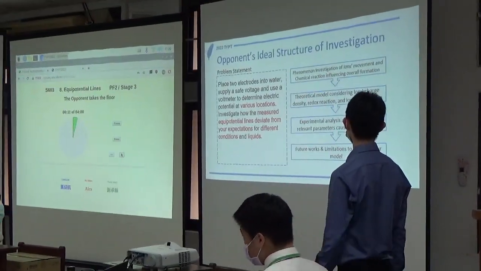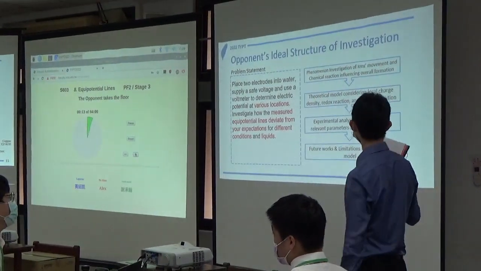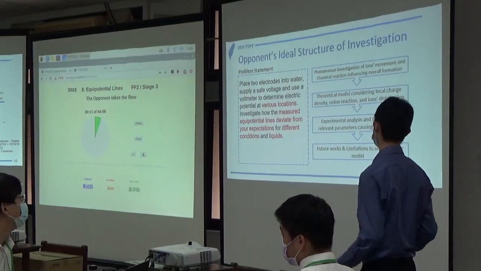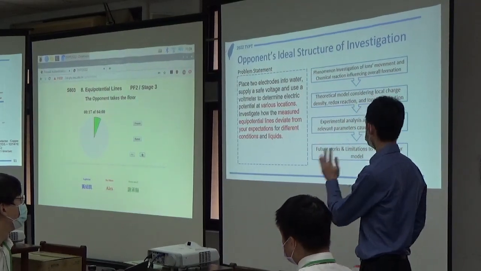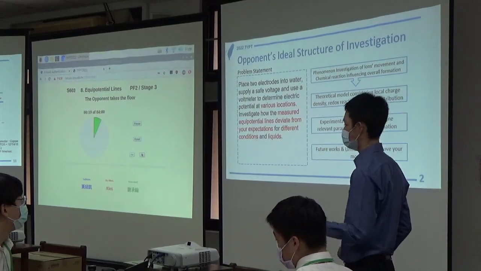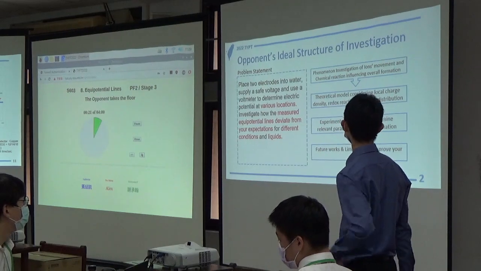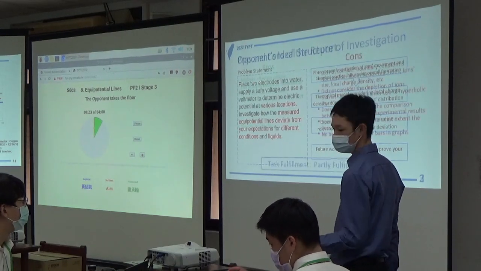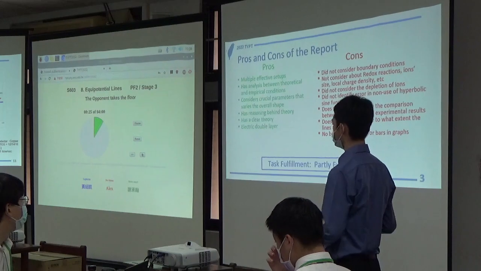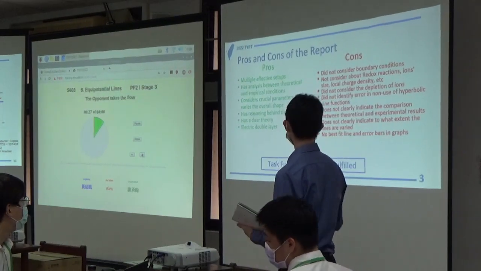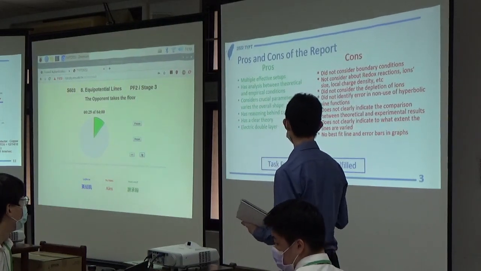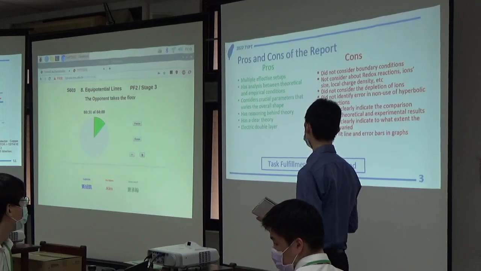We'll structure our investigation. First, the ions' movement and the chemical reaction's influence on the overall formation. We'll talk about the theoretical model, experimental analysis, and limitations to improve your model. So here are the pros and cons for the reporter's report. First, he had multiple effective setups. He had analysis between theoretical and empirical conditions.